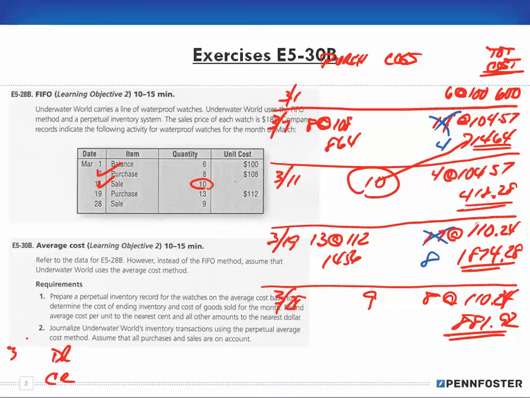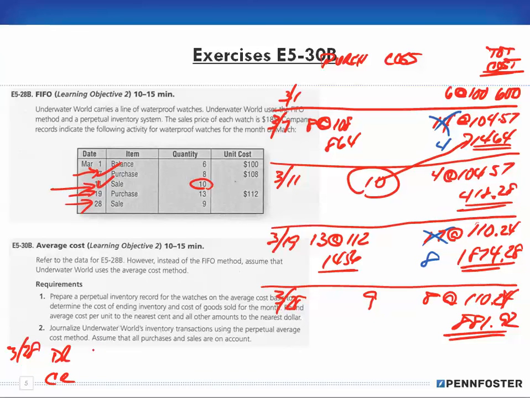On 319, again, we're purchasing, so we're going to credit our accounts payable. 13 at 112 is 1,456. And so that goes to inventory for 1,456. And now we're going to move to the 328, which is basically the same thing. Again, the 37 and the 319 are the same, and the 311 and 328 entries are basically the same. It's just different amounts.